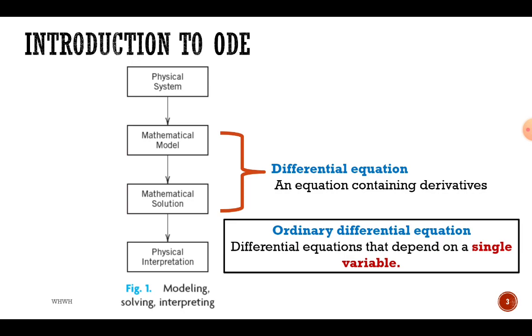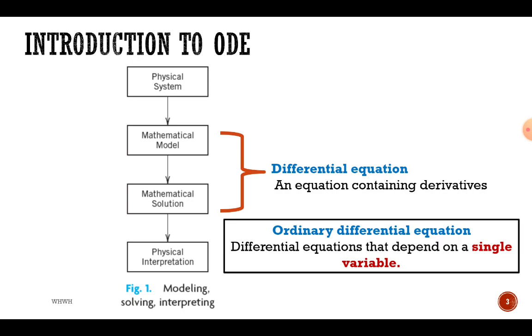So daripada situ bila kita come out with the differential equation, we solve the differential equation, we are able to determine the size of the water tank, for example. Macam itulah. Okay, so that is how it all related. Physical system, mathematical model, mathematical solution, and physical interpretation. So physical interpretation ni maksudnya kita dah dapat lah the size of the water tank.